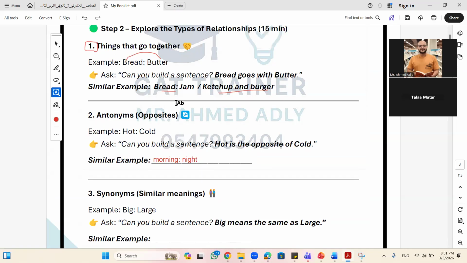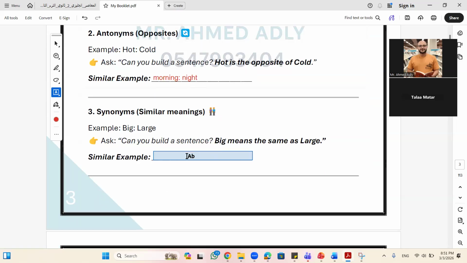So here are things that go together. Antonyms. Synonyms, like big and large. Big means the same as large. All right? They're synonyms, similar meanings, the same meaning. Can you give me an example? Small and tiny. All right, good. Small and tiny.